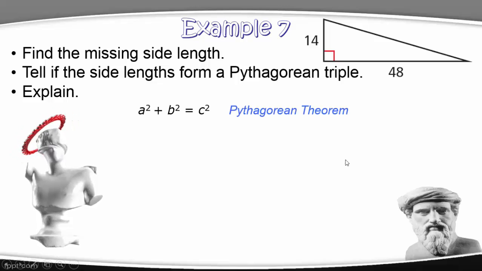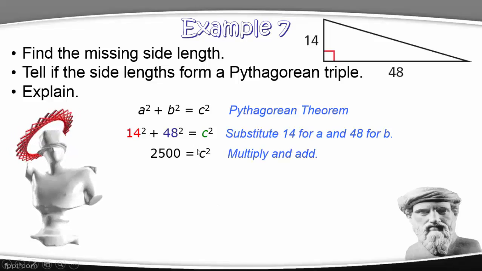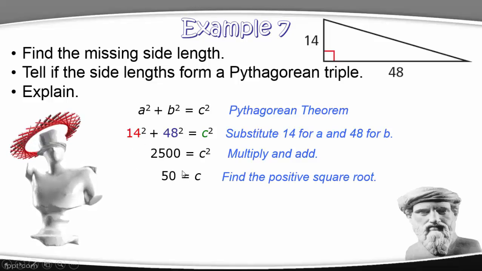Of course, we start off with the Pythagorean theorem and we decide which one is going to be A, which one is going to be B, and we plug in the two legs. So we're substituting in, let's say we make 14 A and 48 B, and we want to now solve for C. So there we have this. Now we want to take the square root of that, and we find that C is equal to 50.